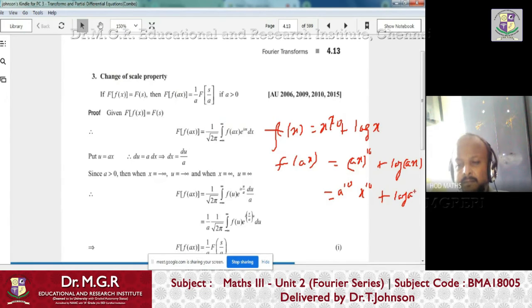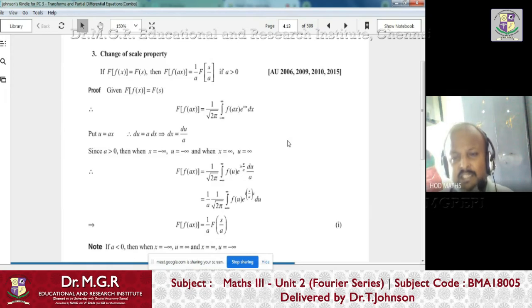Like this. So if you want to find the Fourier transform of f(ax), simply find the Fourier transform of f(x) so that you get F(s), and change s to s/a. But how do we prove this? How to prove this?